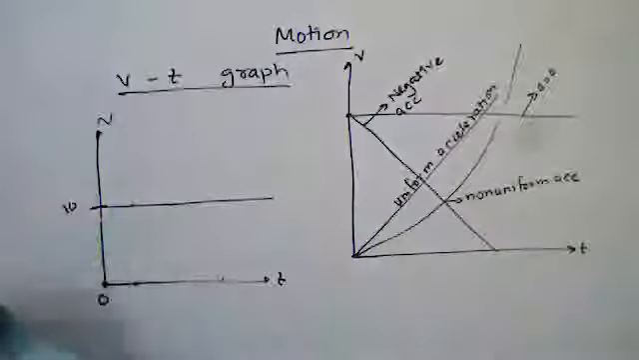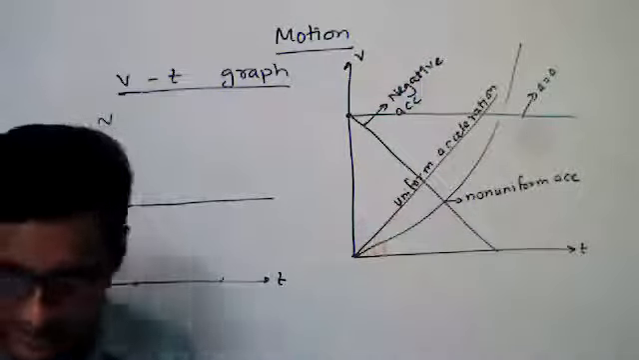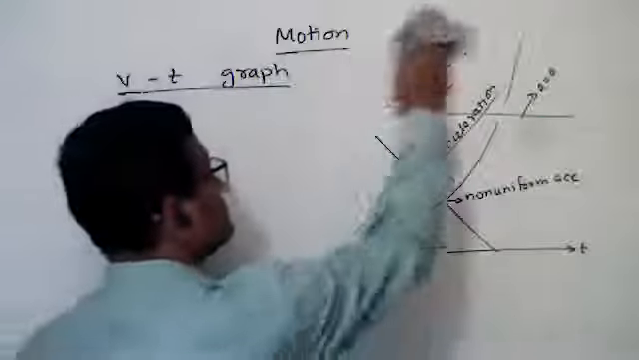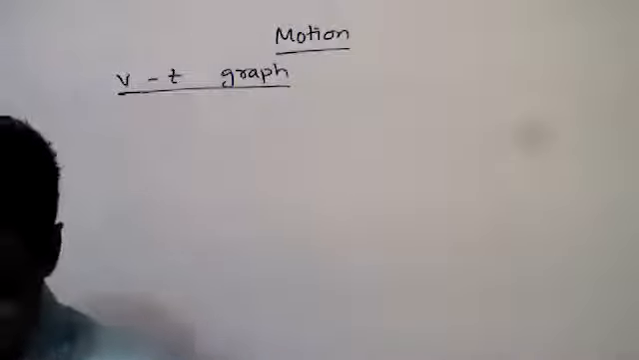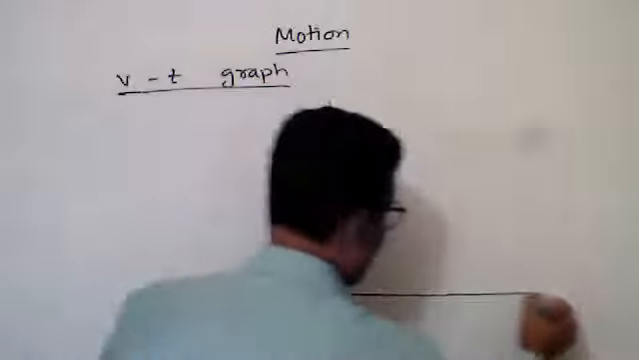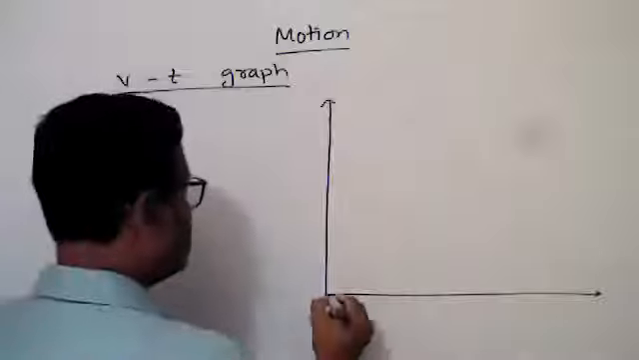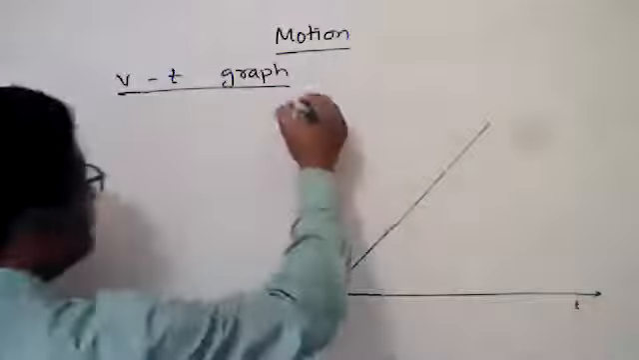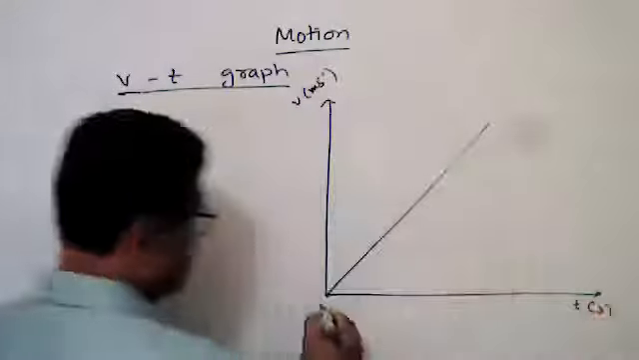So how can we determine the acceleration from these lines? We can now discuss it. You have to remember this. Suppose this is the time and this is V. V is in meters per second, and suppose this is the time T in seconds, and O is the origin.